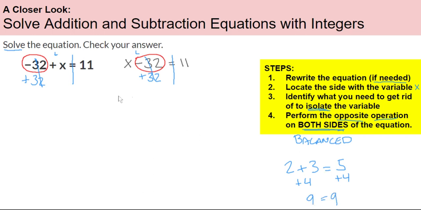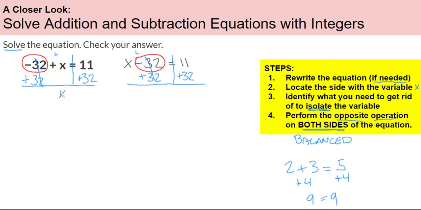Okay, so that's what we're doing. We're keeping it balanced. So I added 32 to the left side. I add 32 to the right side. Okay, and you can see what you get. I usually draw a line, it's kind of like saying an equal sign. So what I have left, right?